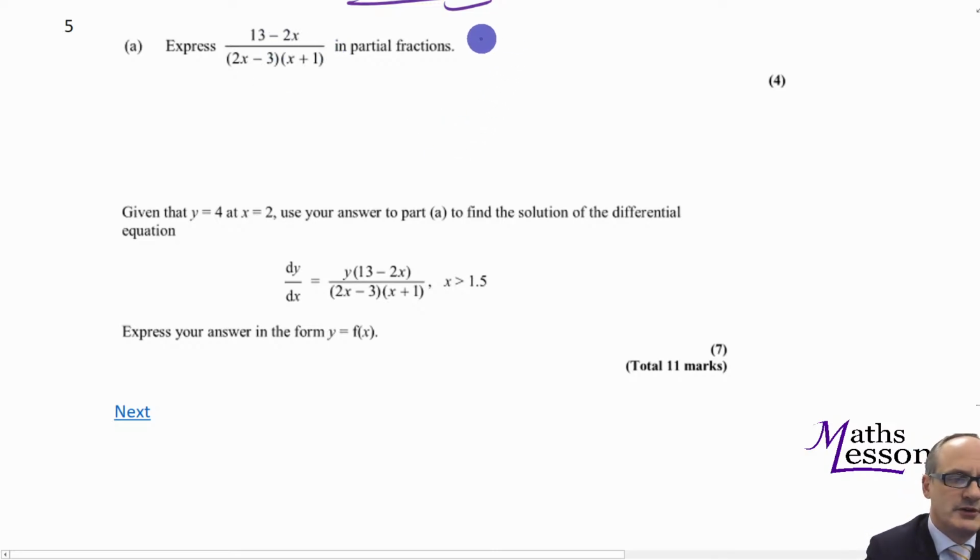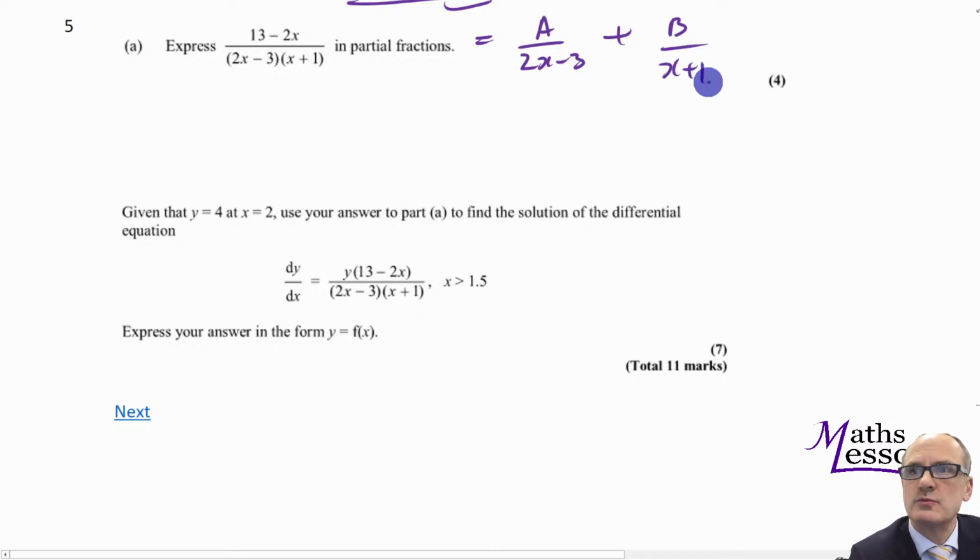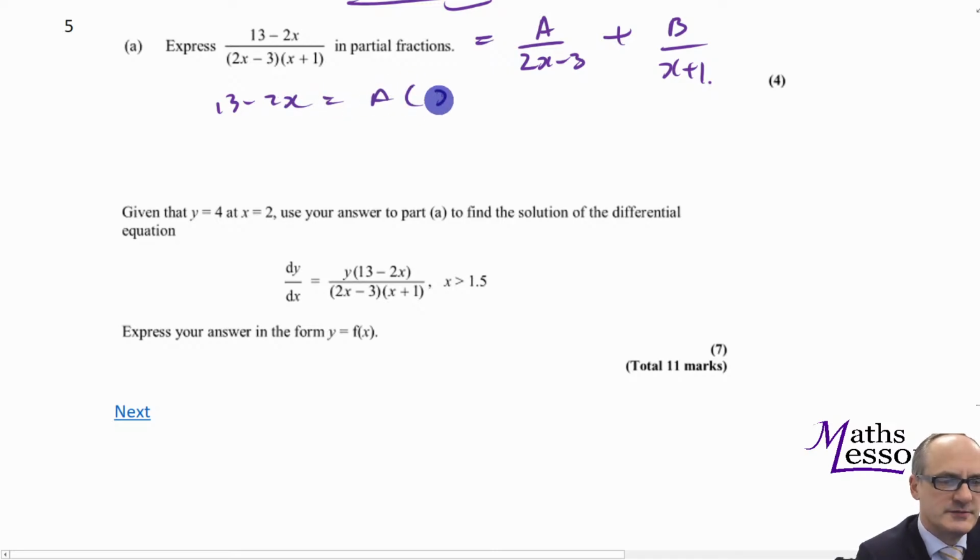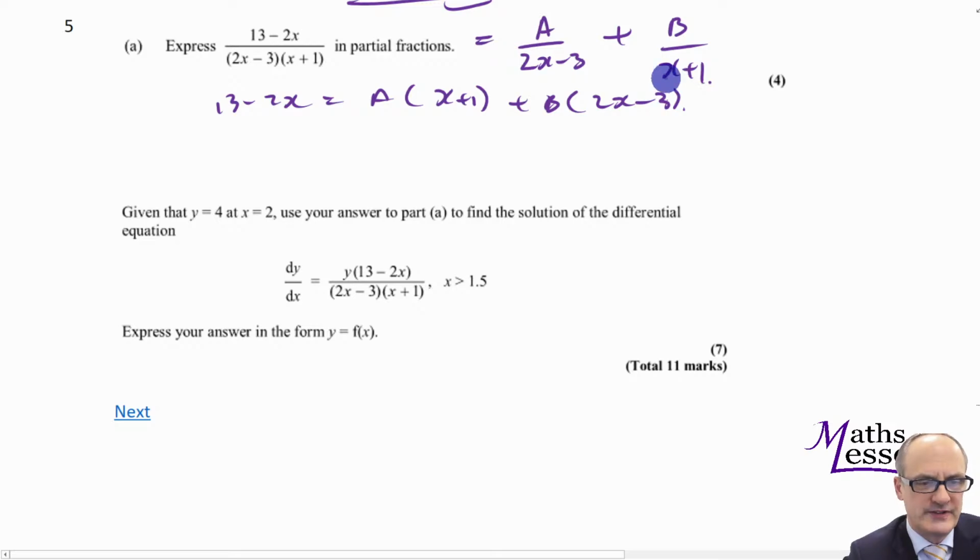But if you're not too sure about the partial fractions, we're going to make it equal to a over 2x minus 3 plus b over x plus 1. So therefore 13 minus 2x will equal a times x plus 1 plus b times 2x minus 3. And do remember, all the partial fractions we've done here today are just the standard ones. There's two other special conditions that most boards expect you to be able to do. If you think to yourself, what are those two special conditions, then you better go and revise them.